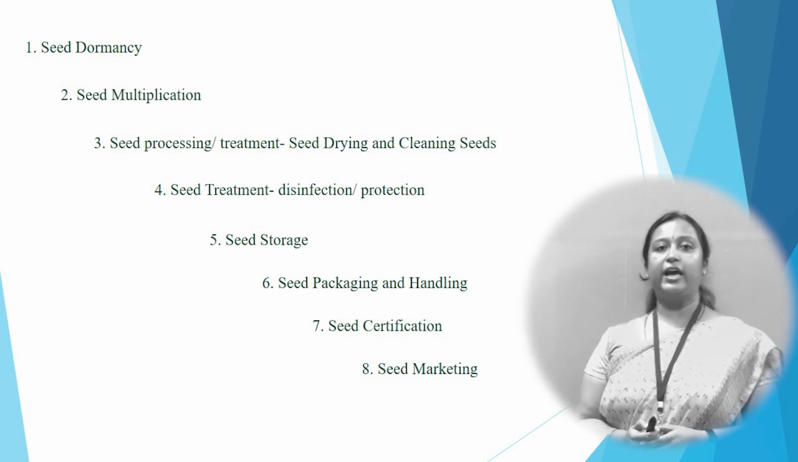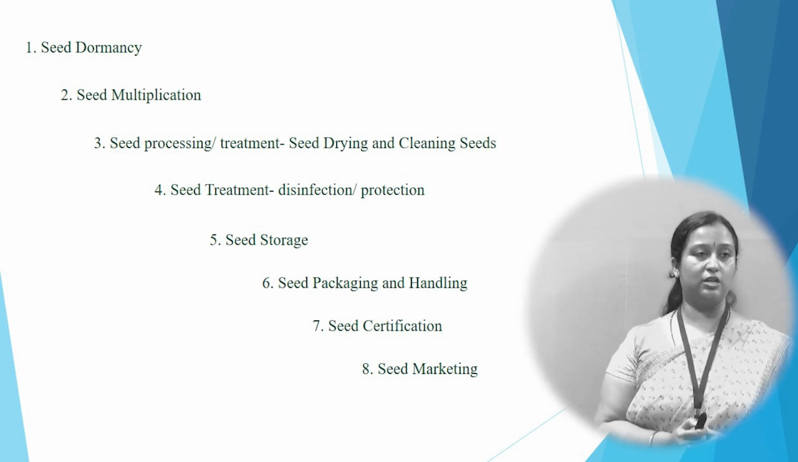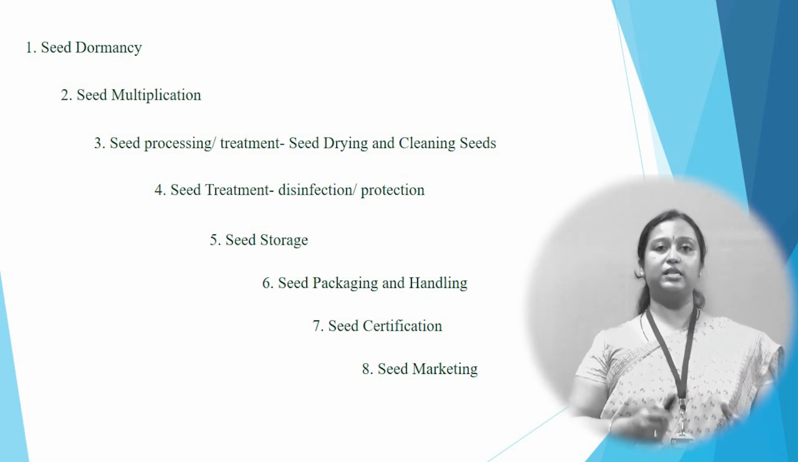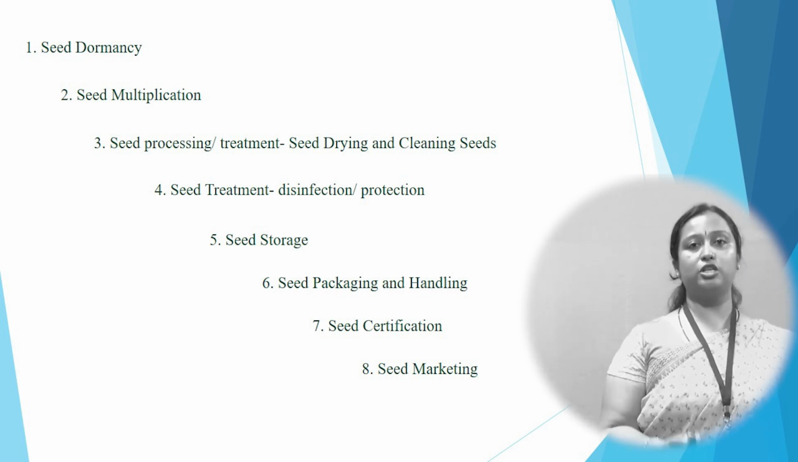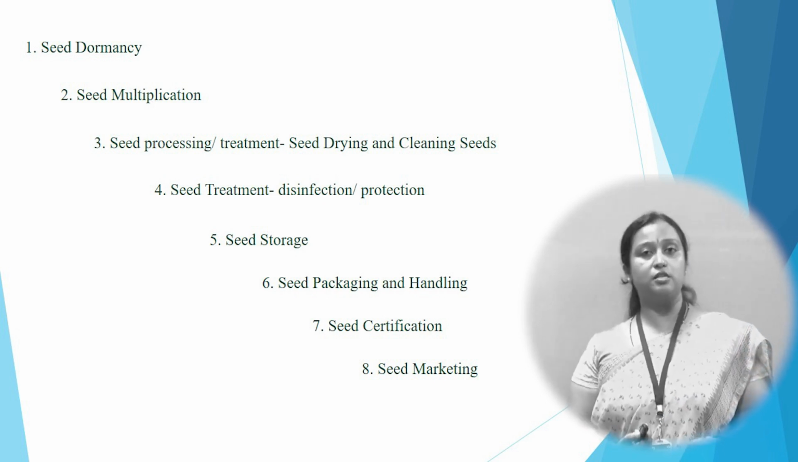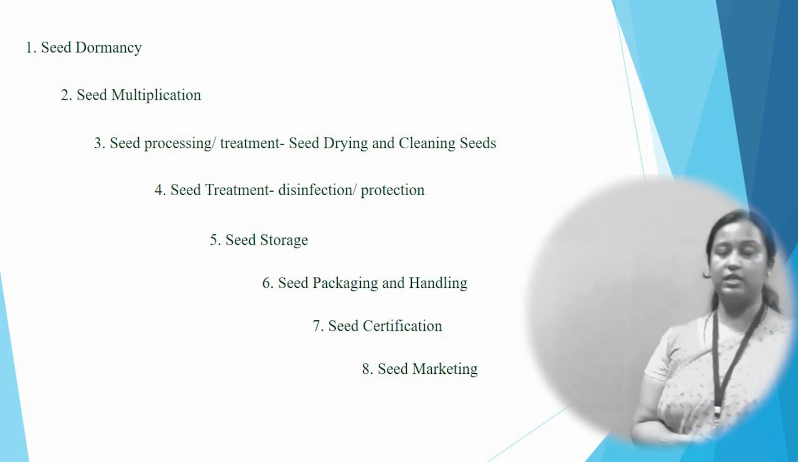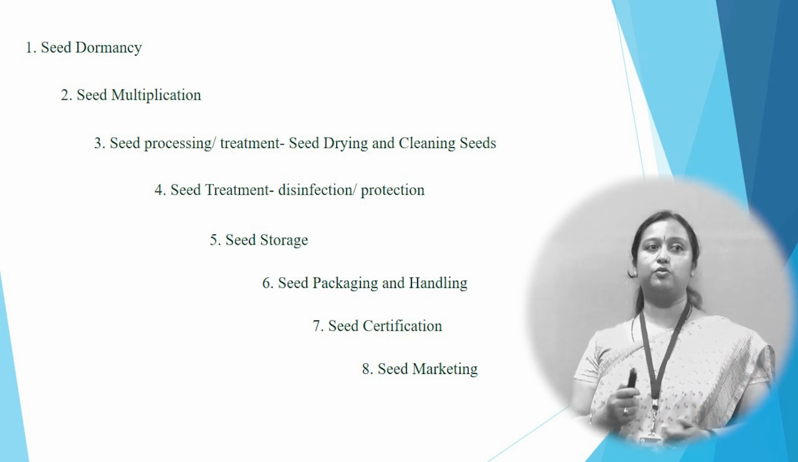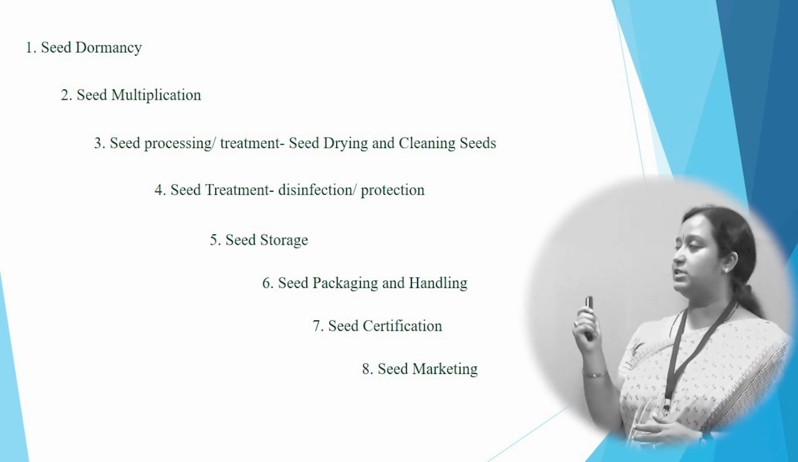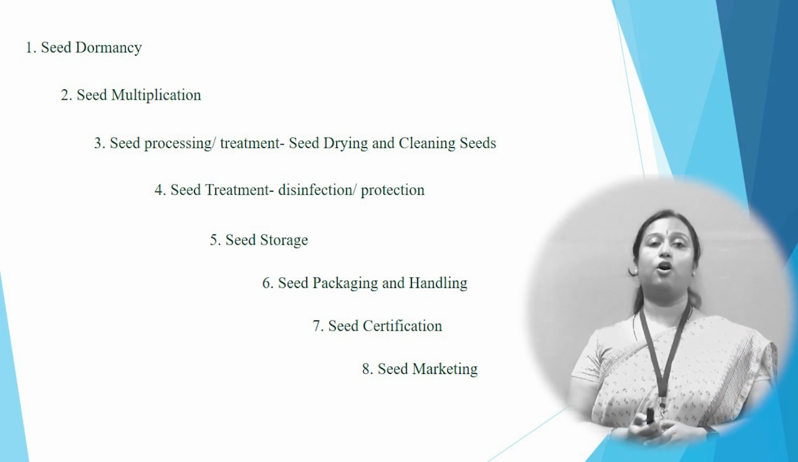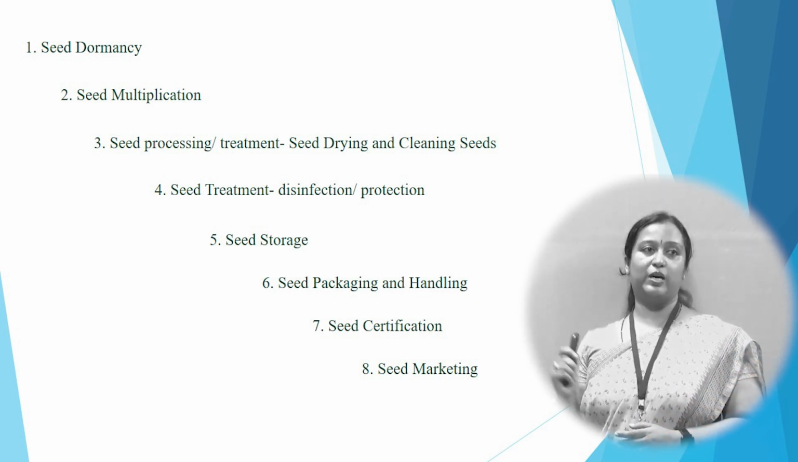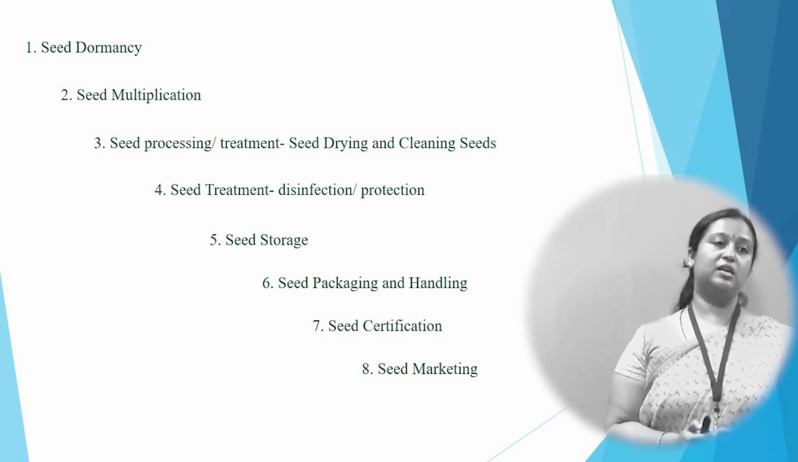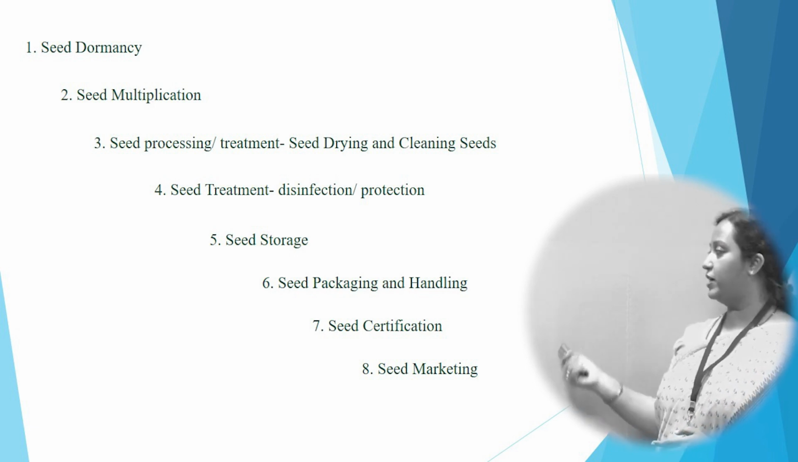And these are the 8 steps of seed technology, the seed production techniques, where it starts from seed dormancy breaking. Seeds are dormant materials which do not germinate on their own. There should be some external force that triggers the germination of the seed. The second one is seed multiplication, then seed processing, which includes seed drying and cleaning of the seed. Then seed treatment, which includes disinfection or giving protection to the seeds. Fifth one is seed storage. Sixth one, seed packaging and handling, then seed certification, and finally seed marketing.